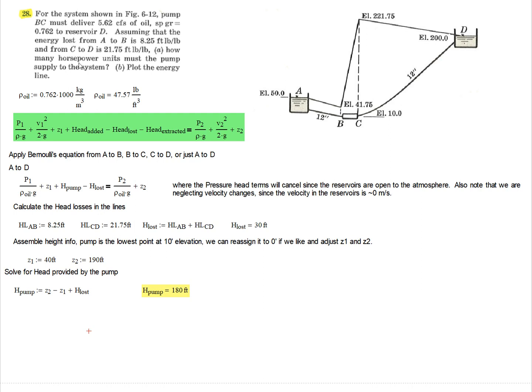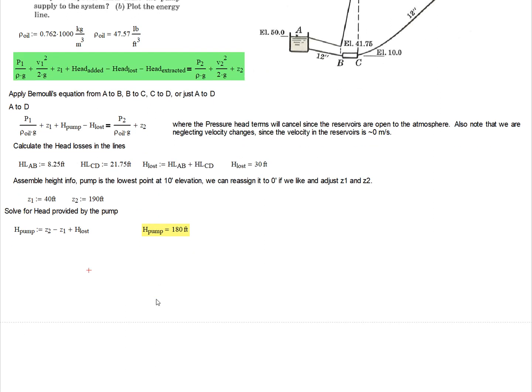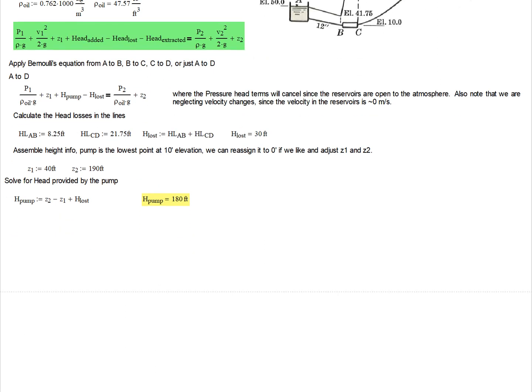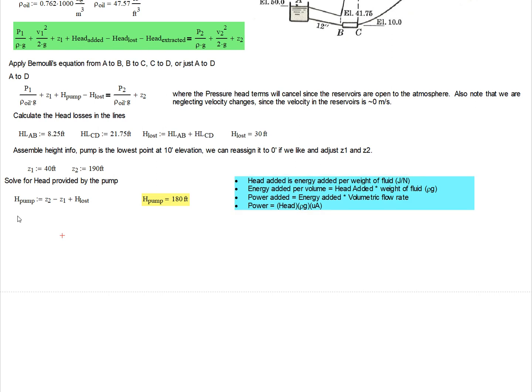But what were we asked? We were asked for the power, right? And all we have done is calculate what's basically an energy per weight of fluid. This is just to remind us how these units work. This was confusing to me when I first looked at it, but as you do these problems, it'll make more and more sense. But remember, head is defined as the energy added per weight of fluid.